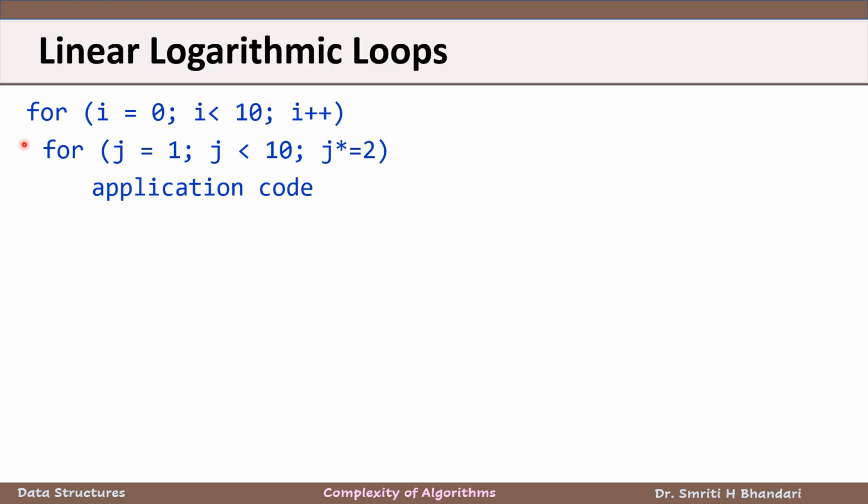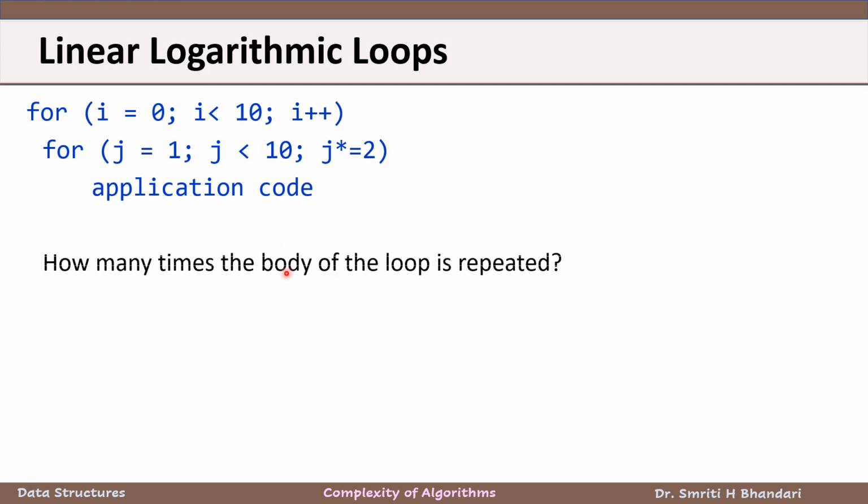Now see here, this is an example of a linear logarithmic loop, right? We have nested for loops. The outer loop is linear, and the inner loop is logarithmic because j is incremented as j times equal to 2, so every time j is twice its old value, right? The outer loop is linear whereas the inner loop is logarithmic. So how many times now is the body of this loop repeated?